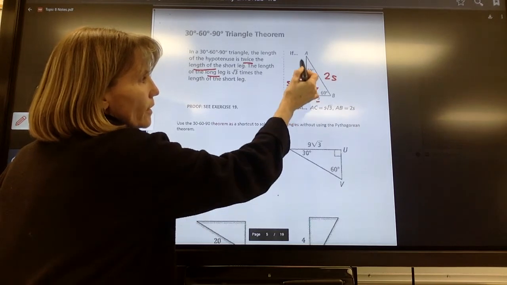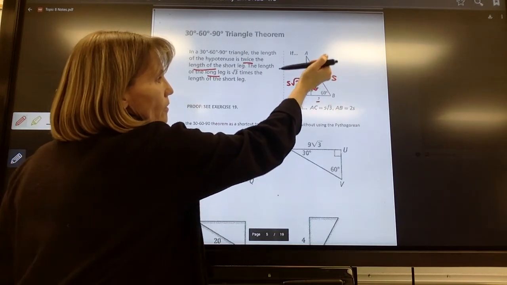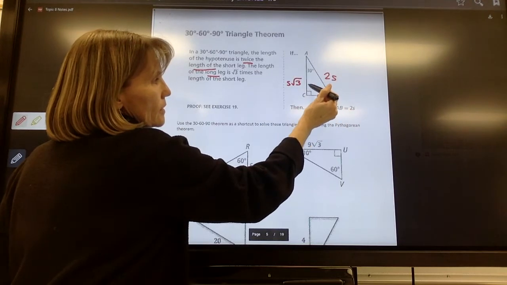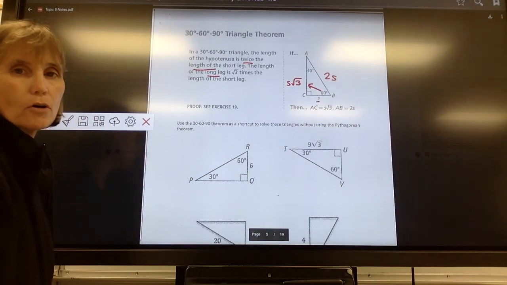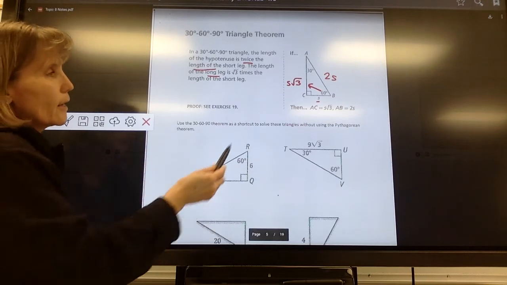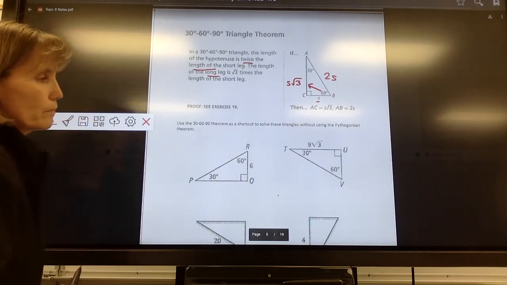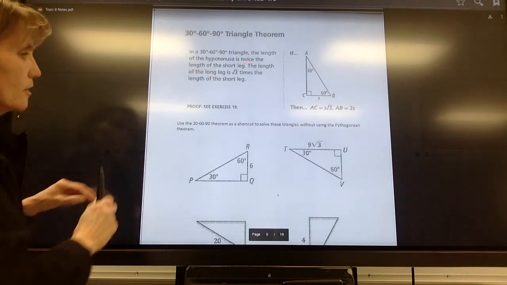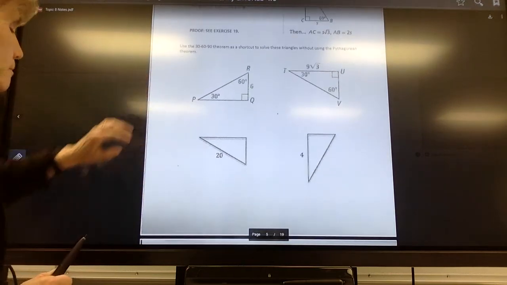This is the longer leg because it's across from the bigger angle. Okay, 60 is the bigger angle, so it has to be the longer leg. I just take whatever the short leg distance is times the square root of 3. And again, I'm going to leave it in that radical form. Okay, so let's look at some examples here.